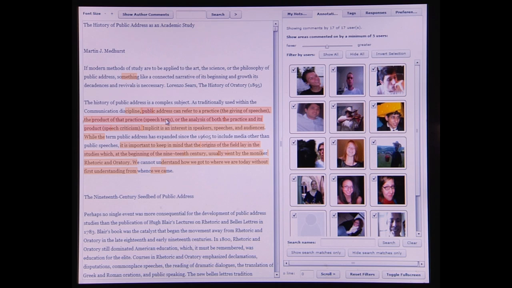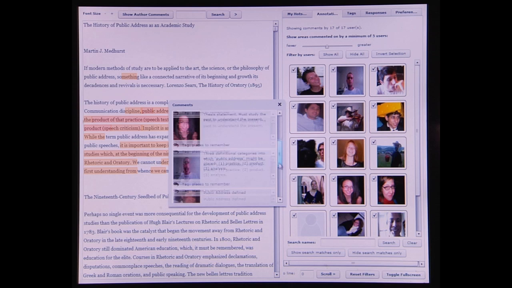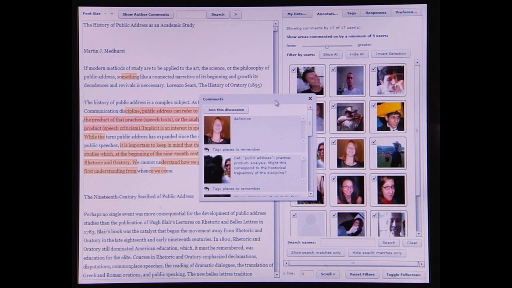And if we click on the document, we can see the annotations of various students and what they said about it. So the students can see exactly what was to be said about this document.